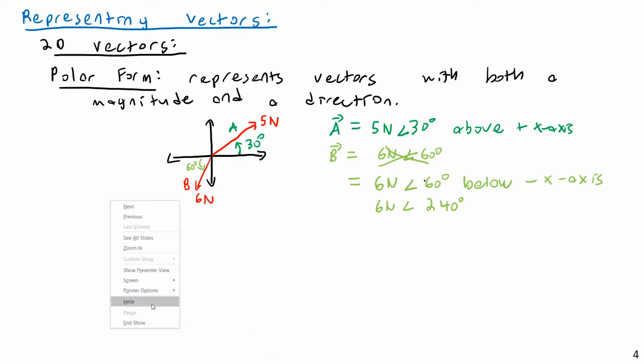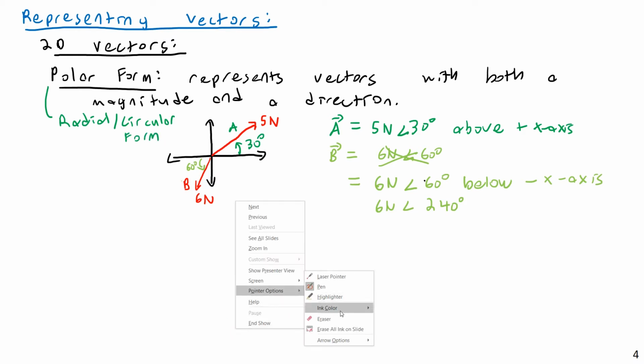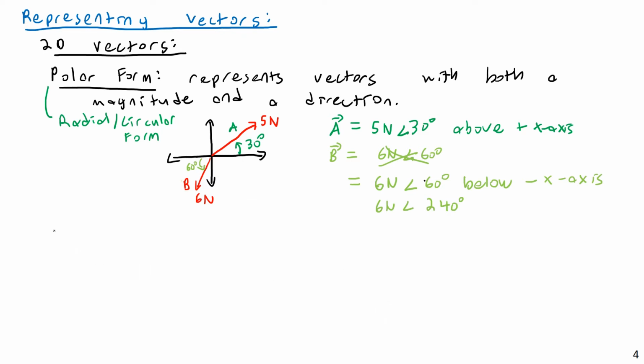So then let's look at the alternative, which is rectangular form, or Cartesian form. And another word for polar form would be your radial form. You sometimes see that as well, radial or circular form. There are many different ways of describing these things. Then we also have our rectangular form, ways of representing vectors.